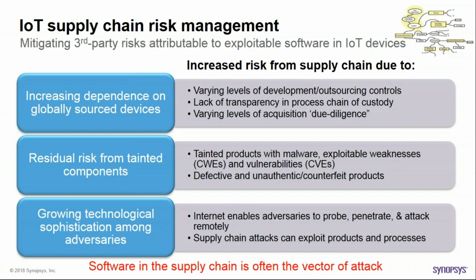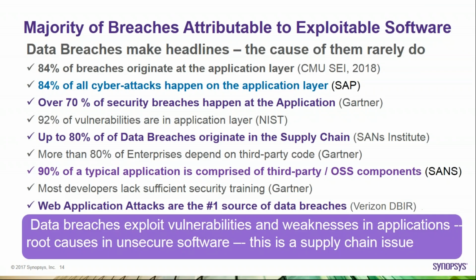And the growing sophistication among our adversaries, the internet has enabled them to probe us remotely. And quite frankly, the supply chain attacks are the ones that have become the most popular, because supply chain attacks can exploit the products as well as the processes, because the suppliers are not necessarily focused on the same safety, security, and privacy issues that you are as the end user. And so this is a way of understanding what's in my supply chain. But that's what we're finding today, is this increased risk from our supply chain.